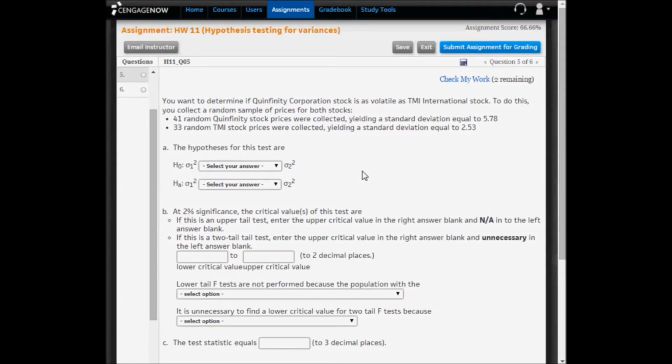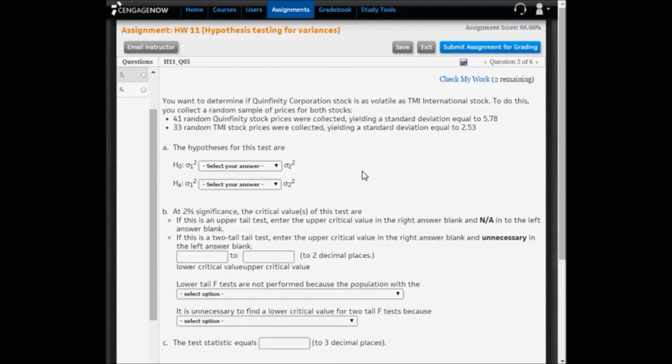You want to determine if Quinfinity Corporation stock is as volatile as TMI International stock. To do this, you collect a random sample of prices for both stocks. We have 41 random Quinfinity stock prices. The standard deviation was 5.78. Remember, we have to square that. We have 33 random TMI stock prices, and that standard deviation was 2.53, and we have to square that.